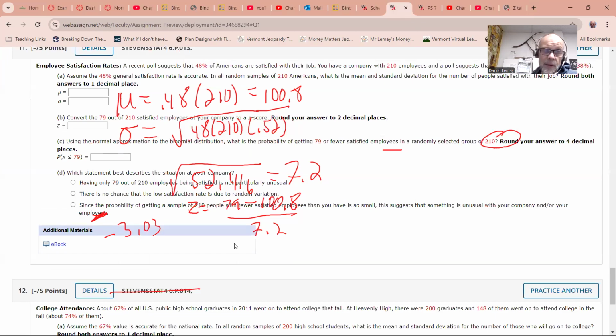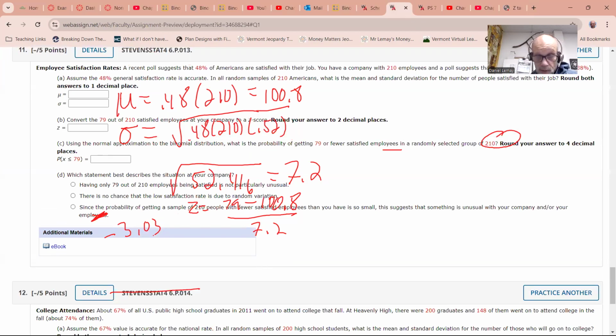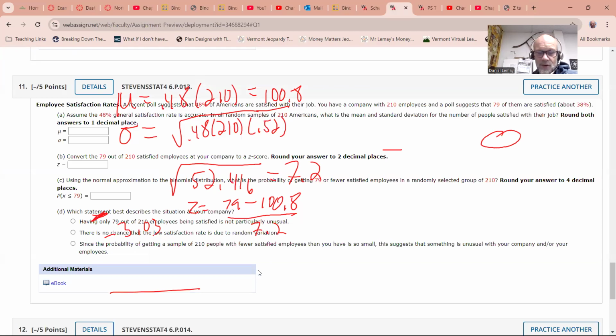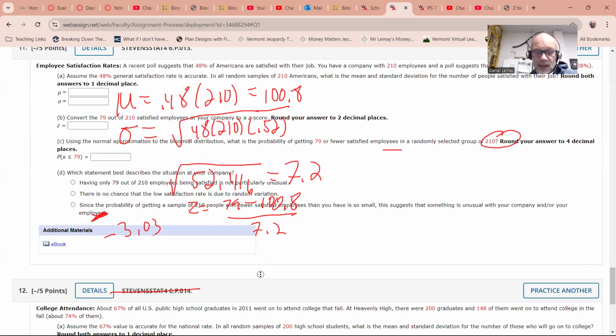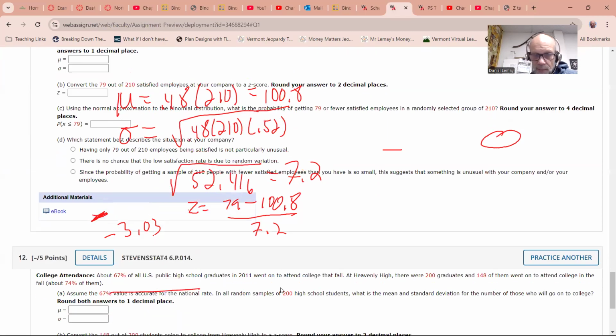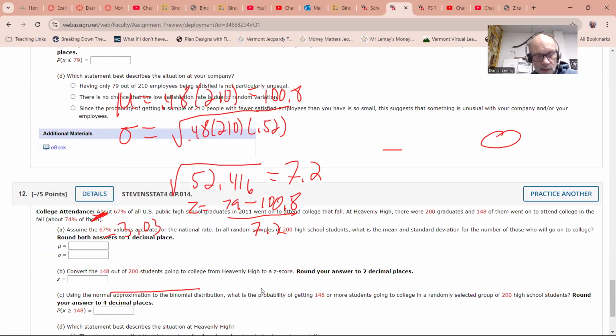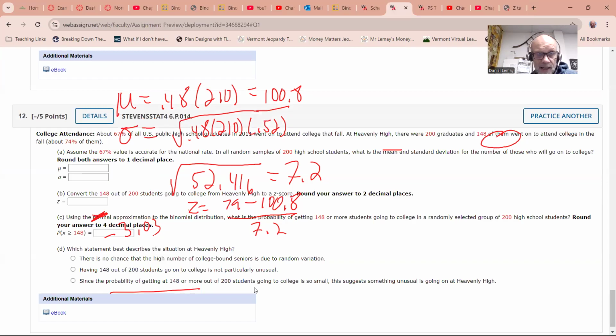And that's the normal approximation to the binomial distribution and how that works. It's not the central limit theorem, because that deals with quantitative variables. This is the normal approximation of the binomial distribution. We can treat our binomial distribution like a normal curve. And number 12 is the exact same kind of thing. It's just rinse and repeat of what you've got.